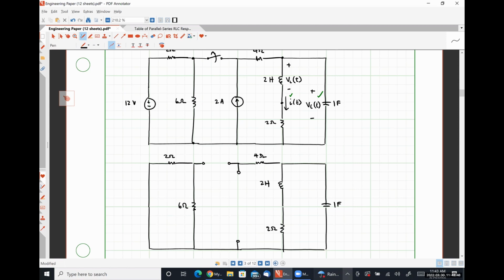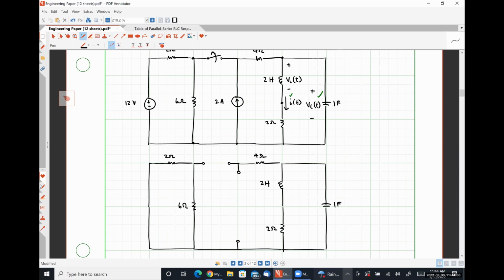Do we all agree that this is what our circuit looks like as a dead network, meaning our independent sources have been turned off during the transient condition, meaning after our switch has opened? Are we okay with this representation? All right. So the first question that we need to ask ourselves is, is this a series RLC circuit or is it a parallel RLC circuit? Series.